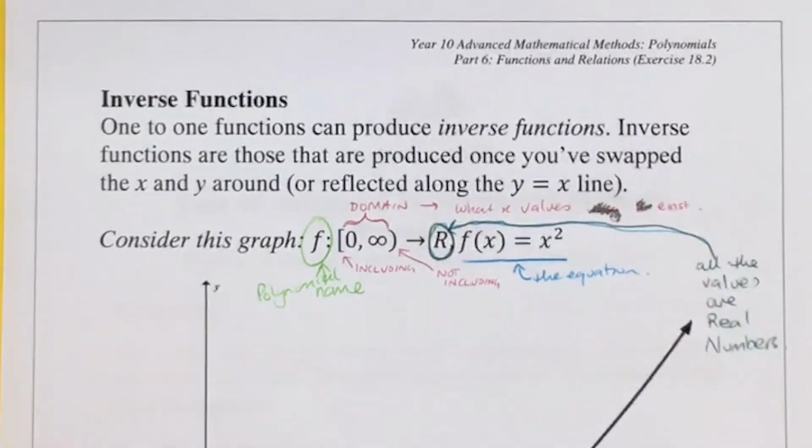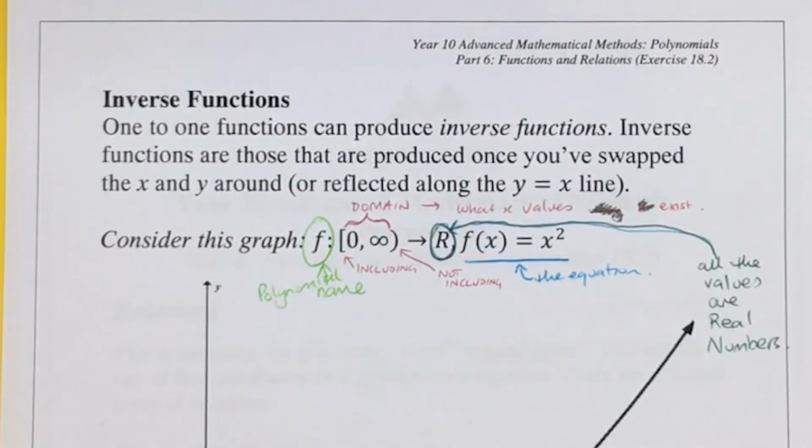Okay. R is for real numbers, and all it's saying is that all the values that it produces are real.